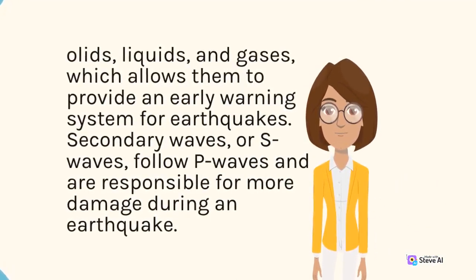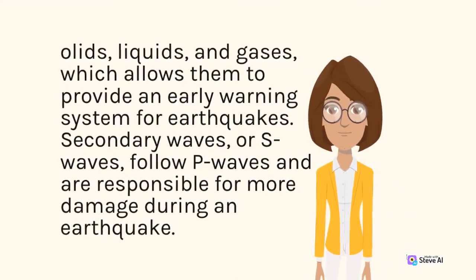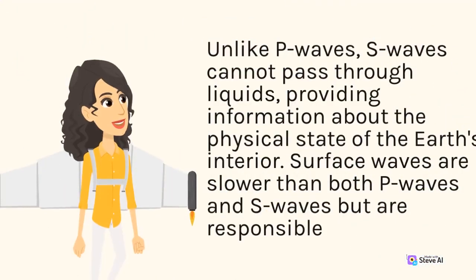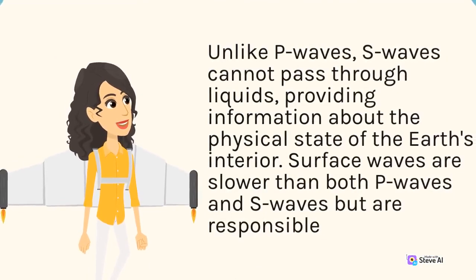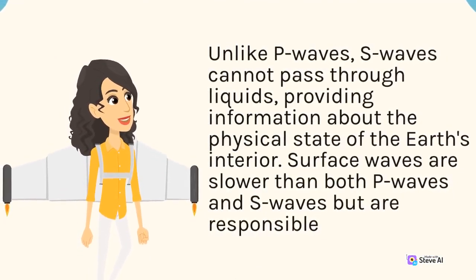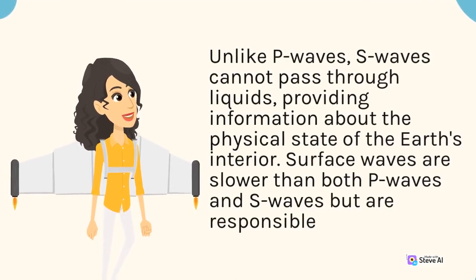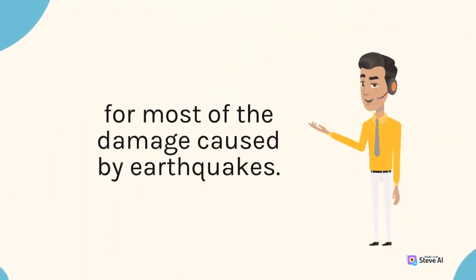Secondary waves, or S waves, follow P waves and are responsible for more damage during an earthquake. Unlike P waves, S waves cannot pass through liquids, providing information about the physical state of the Earth's interior. Surface waves are slower than both P waves and S waves but are responsible for most of the damage caused by earthquakes.